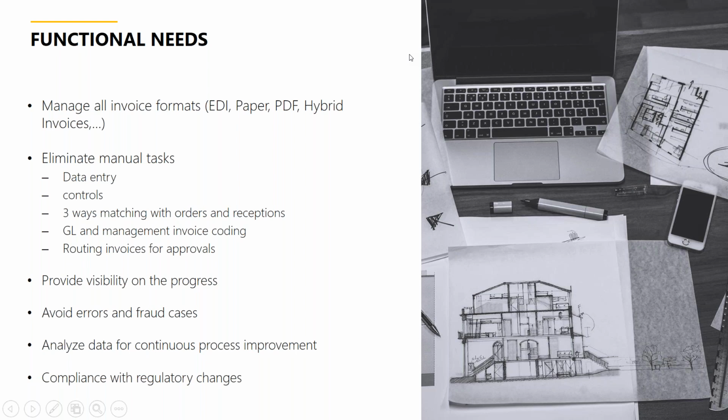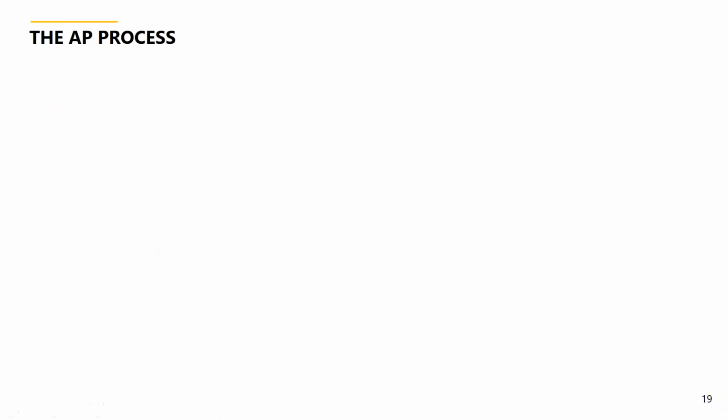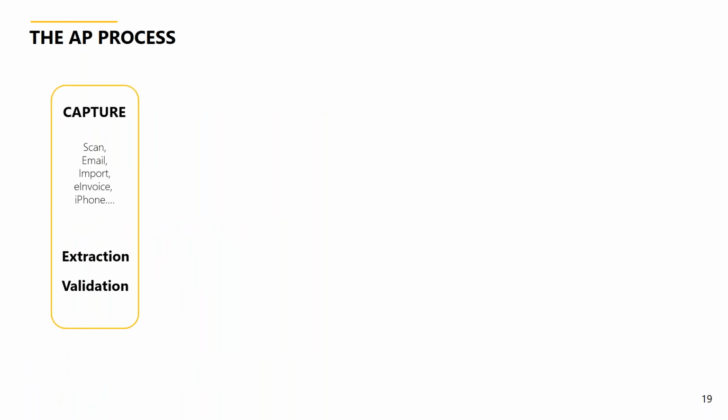Let's have a look at what is the process. So this is about a generic, high level AP process that we're looking at here. And the first thing you need to be able to do is capture any invoice that comes in, whether it's from paper, whether it comes in by email as an attachment, whether it's imported in through a portal, or it comes in through various other types of portals, whether it's an e-invoice, and for most organizations, let's just make this simple, e-invoice is EDI. Or whether it comes in through an iPhone or an Android phone, it's essentially a picture. You've got to be able to take all of that. And that's the capture piece.